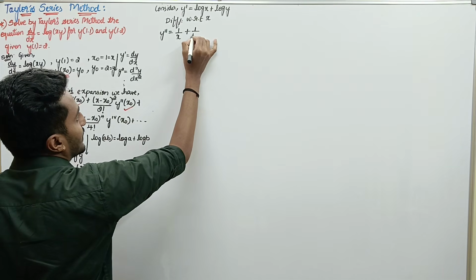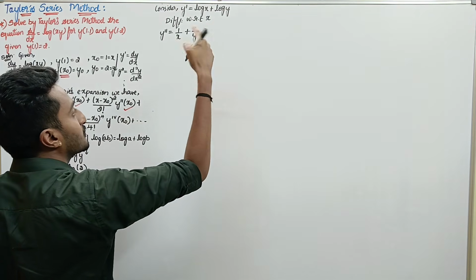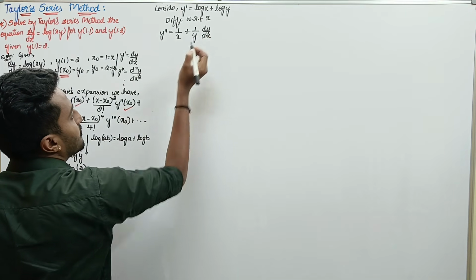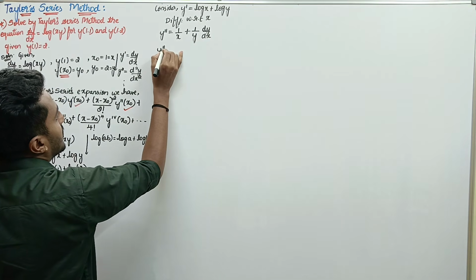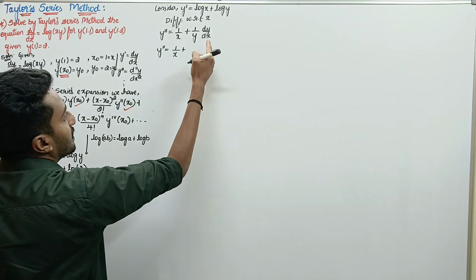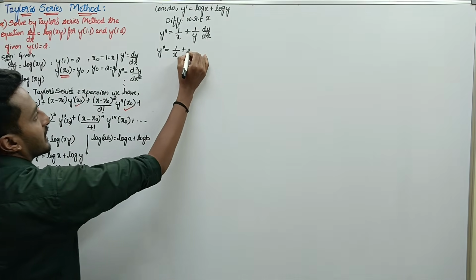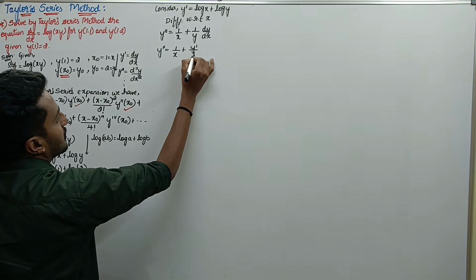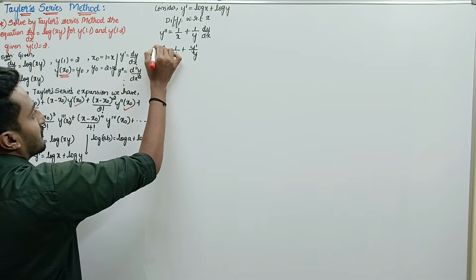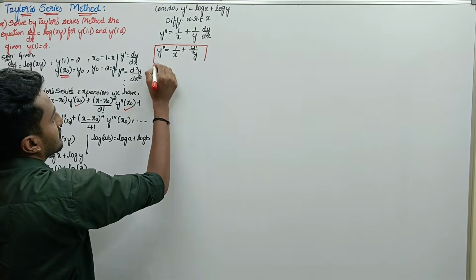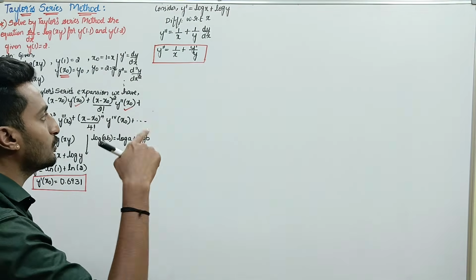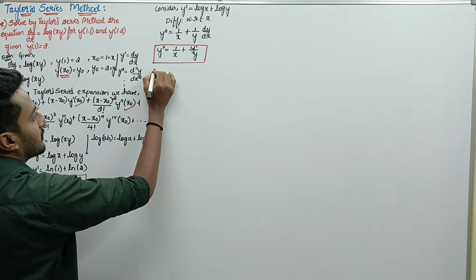So what happens? 1 by y. Differentiation of log y is 1 by y into dy by dx. Now y double dash is equal to 1 by x plus 1 by y into dy by dx, I can represent it as y dash by y. Got the point? This is the next derivative, that is second derivative. Got the point? 1 by x plus y dash by y. Done. Now let us simplify the values.